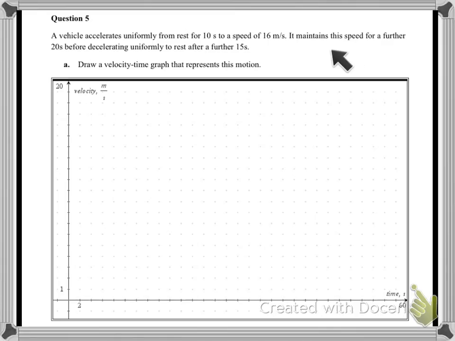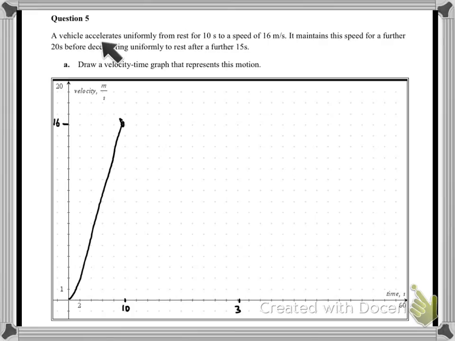Then it maintains this speed for a further 20 seconds before decelerating uniformly to rest after a further 15 seconds. Okay, so our job here is to draw a velocity versus time graph that represents this motion. Okay, so let's break it down. So the first part, there it is.